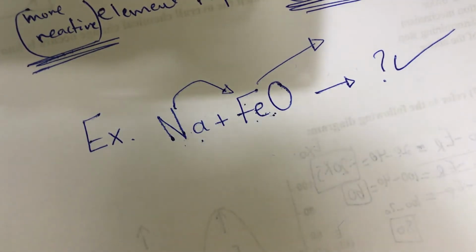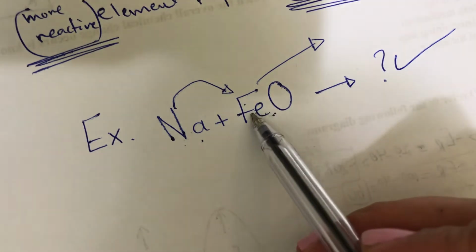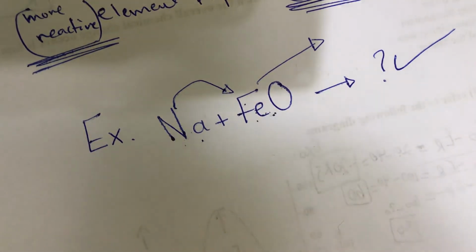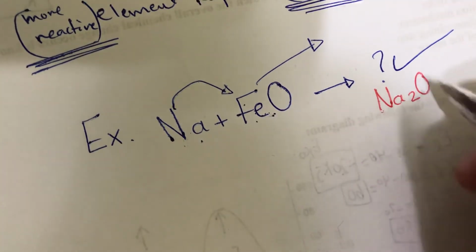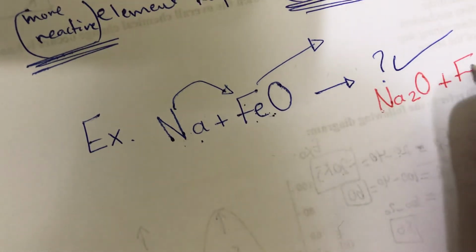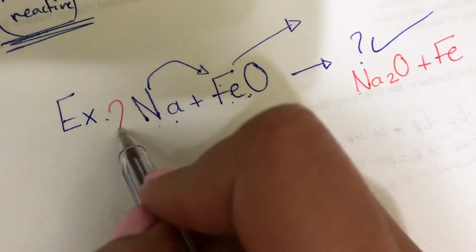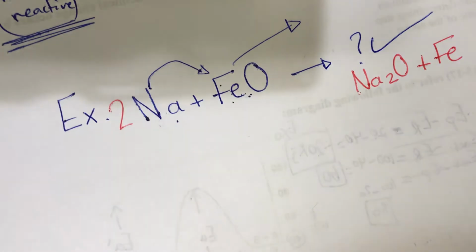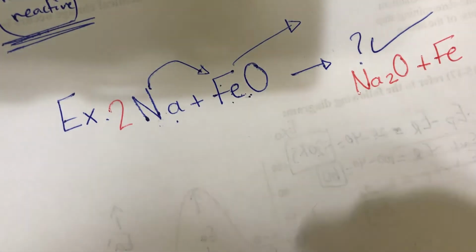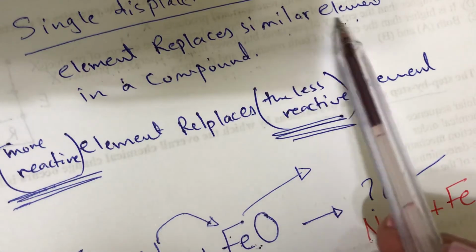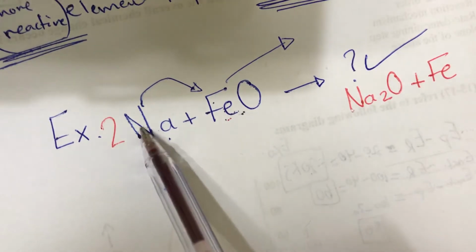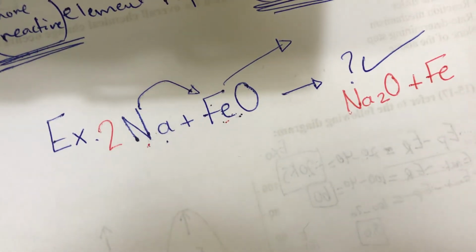So here the products are, instead of iron oxide, sodium oxide and iron. So to balance this equation, you have to add 2 before sodium. So again, this is a single displacement reaction. The rule is an element replaces a similar element in the compound. So here sodium replaces iron.